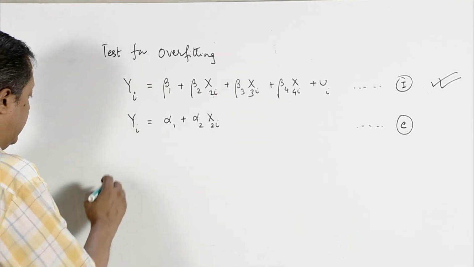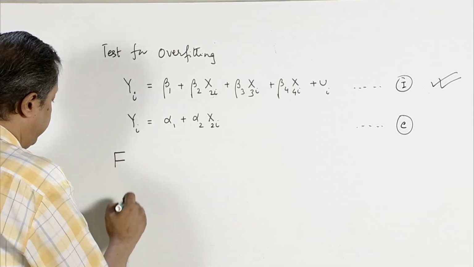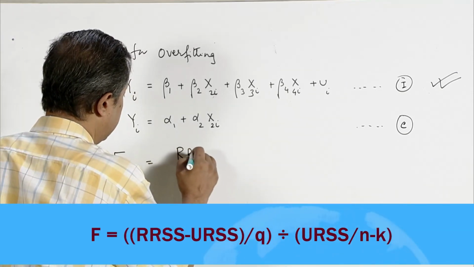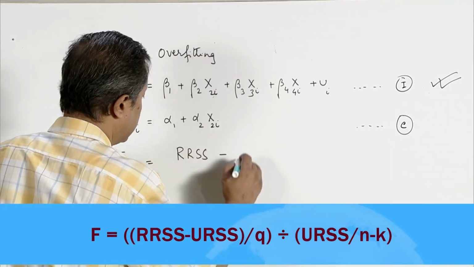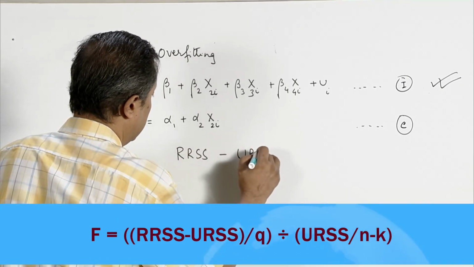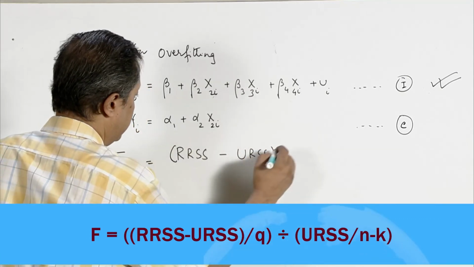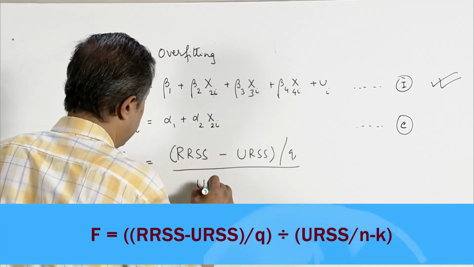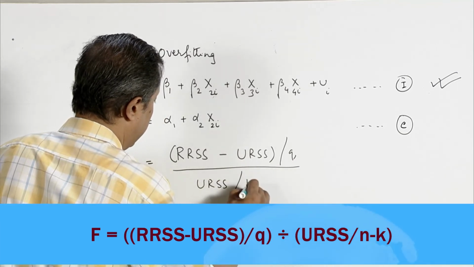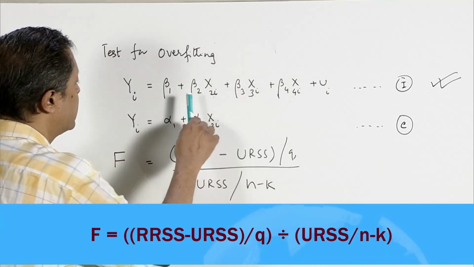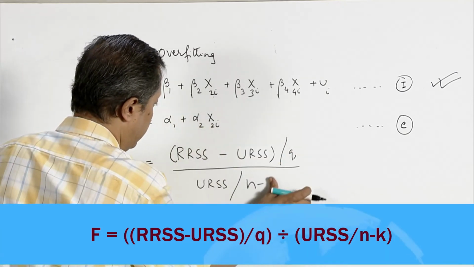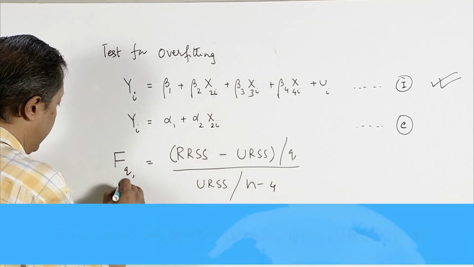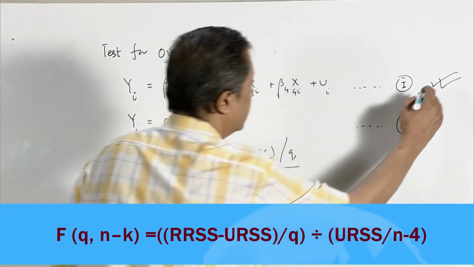If you remember, the F test is F equal to restricted residual sum of squares minus unrestricted residual sum of squares divided by the number of restrictions, all upon unrestricted residual sum of squares divided by n minus k. So, here k is 1, 2, 3, 4, here it will be n minus 4 and the F distribution will have degrees of freedom q and n minus 4.